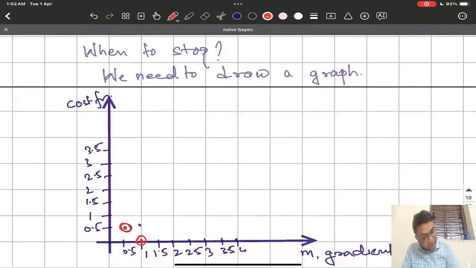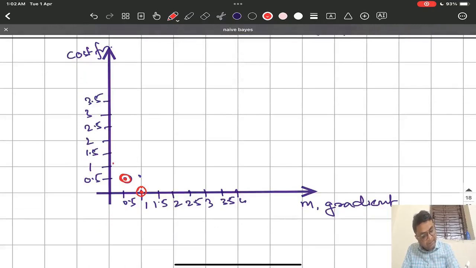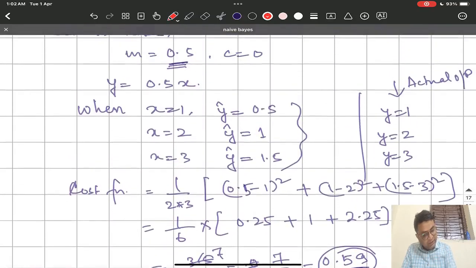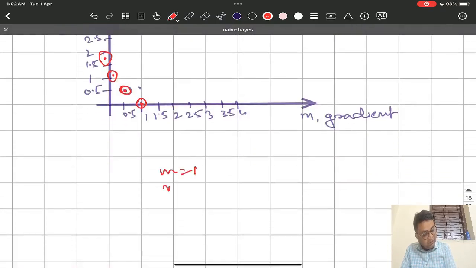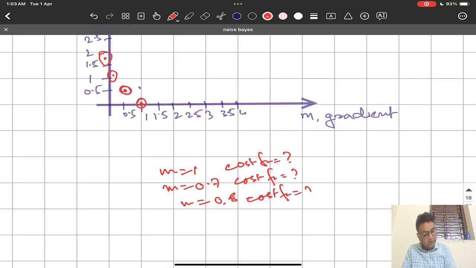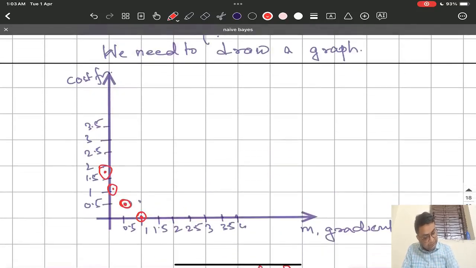In this way the graph is being formed. What will you do? You took m equal to 0.5. Similarly you take m equal to 1, m equal to 0.7, m equal to 0.8. Taking values like this, you will get the cost function values. You will find the cost function from here. The values will go on like this, and the graph happens to be like this.